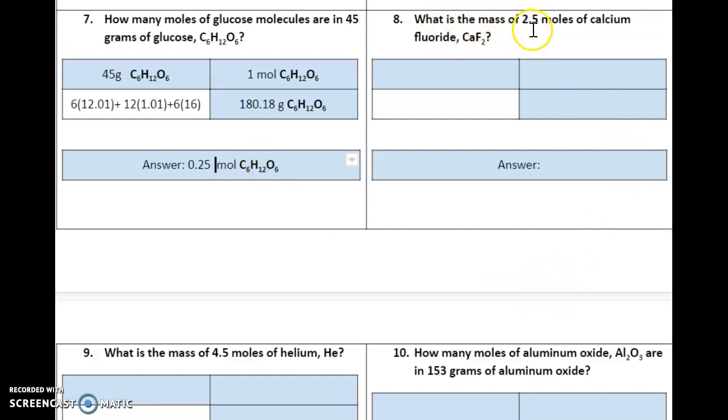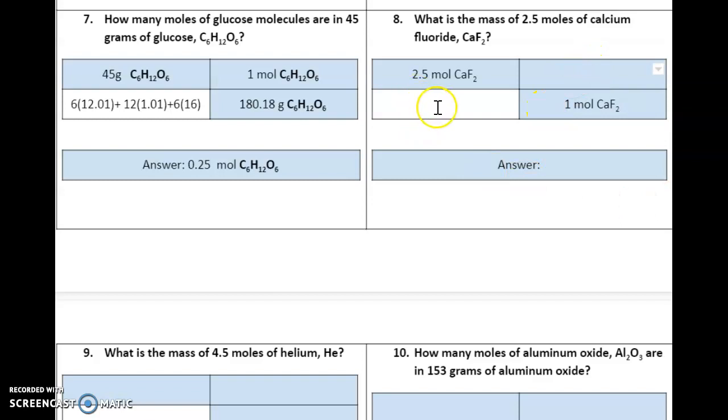What is the mass of 2.5 moles of calcium fluoride? Notice it's CaF2, so when you find the molar mass, you need to make sure you do 2 fluorine. We're starting with moles, and we're trying to find mass in grams. So 2.5 moles of calcium fluoride, CaF2, and I'm putting it every time I put my chemical formula. For every 1 mole of calcium fluoride, that's equal to the molar mass. So our moles will cancel, and we'll be left with grams.